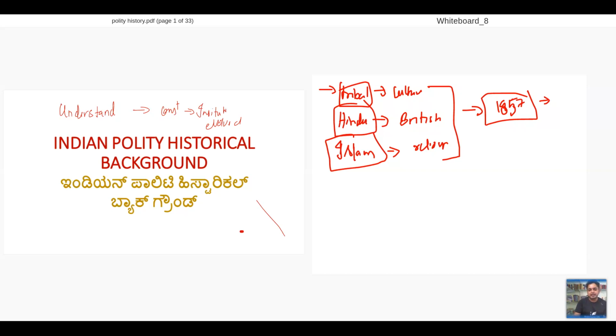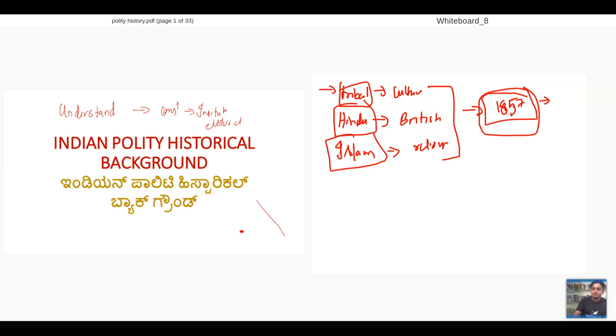When they realized in the 1857 war, maybe you'd have read it in a normal way. Just a war, you'd have thought, okay, that is the beginning of the freedom struggle. No, that is the beginning of a different way of administration. They started understanding Indians in a different way. They started administrating us in a different way.